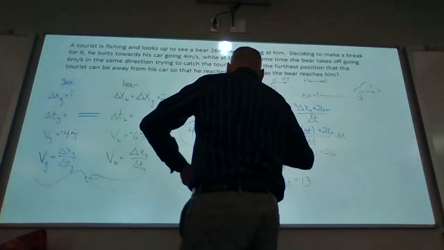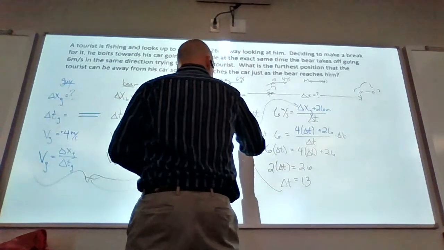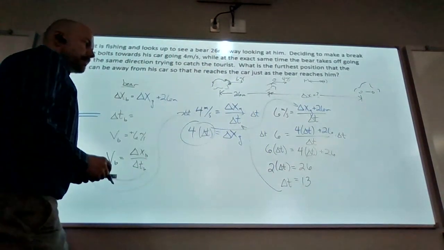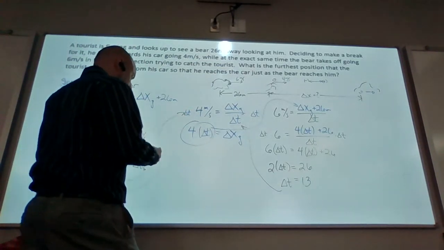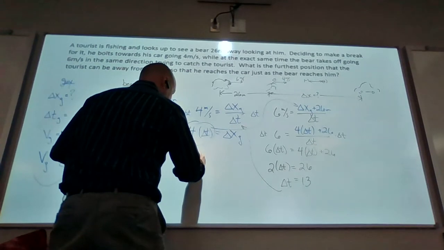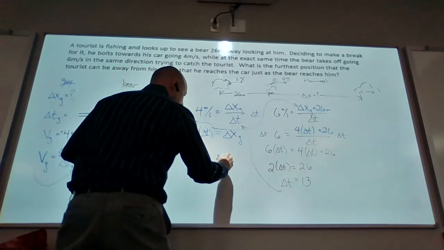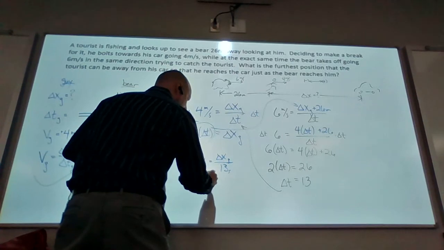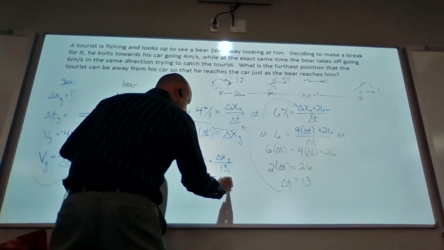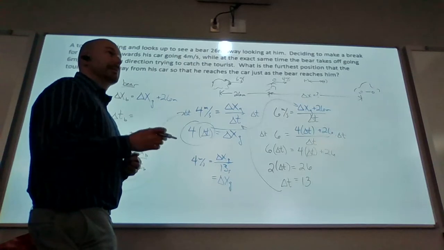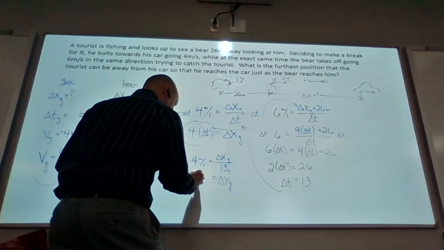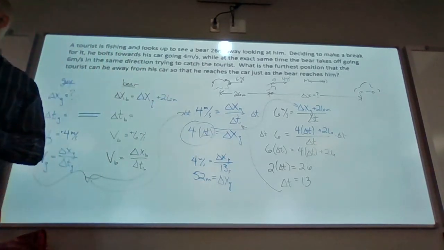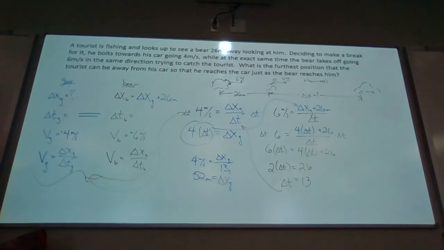I can stick this into here. So I find 4 meters a second times 13 seconds. So that's 52 meters. Okay with that?